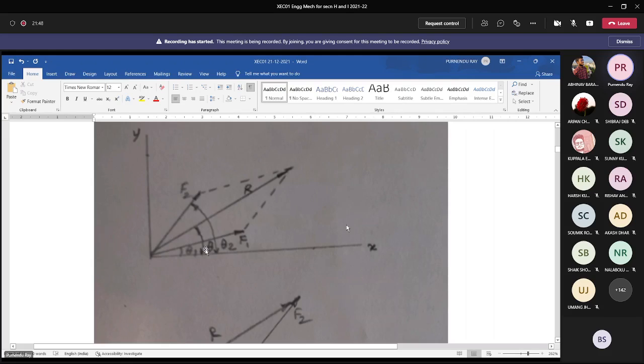Now what about this angle theta? It will be the y projection divided by the x projection. So ry divided by rx, tan inverse of that, or tan theta is equal to ry divided by rx.